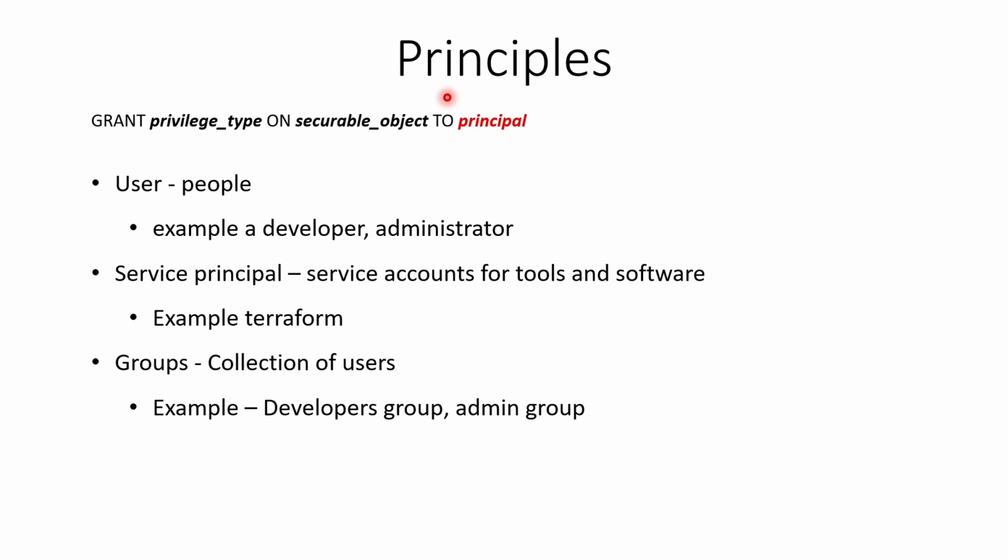Next are the principals. Principals could be users, service principals, or groups. A user is an individual with an email address, for example, a developer or an administrator. Service principals are used for service accounts for tools and software to authenticate automated scripts, tools, apps, and systems with the Databricks Workspace and resources. Databricks recommends that you use authentication credentials for service principals instead of Databricks Workspace user credentials. This can be used to deploy or manage a Workspace externally, for example, through Terraform.